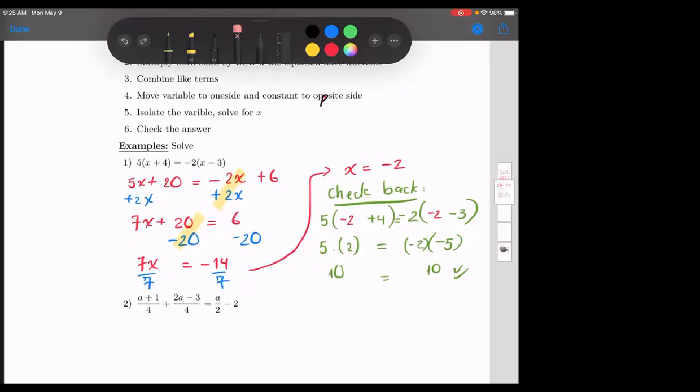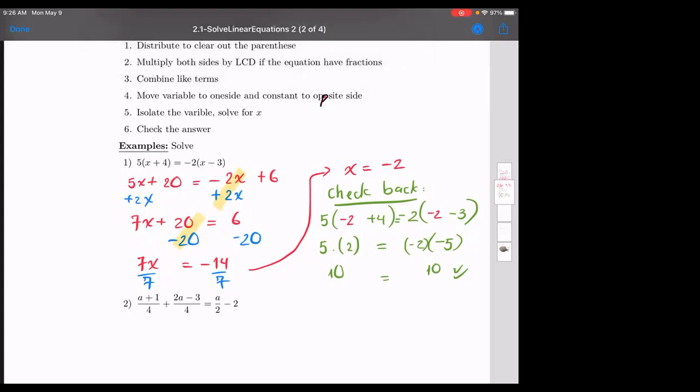All right, number 2, a little bit more involved. It has fractions. So first of all, there's many ways of doing this, I want to see what is the easiest way that I can show you that you're less likely to make a mistake.